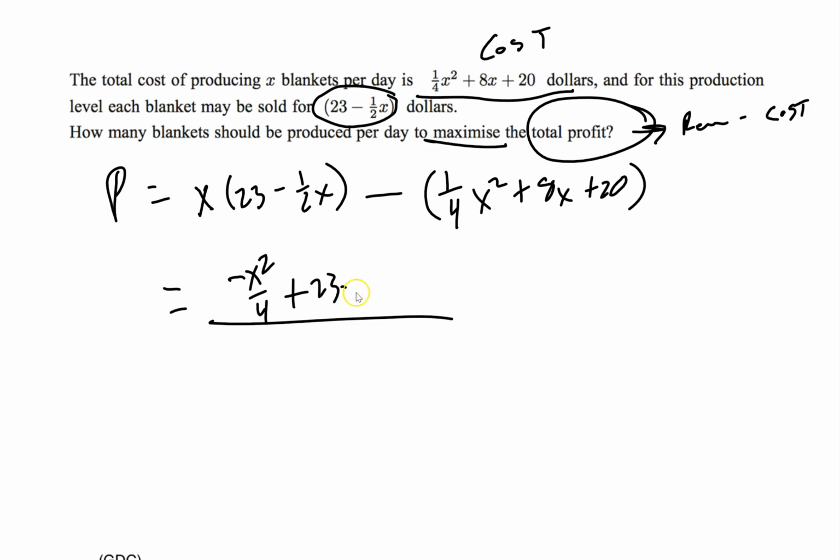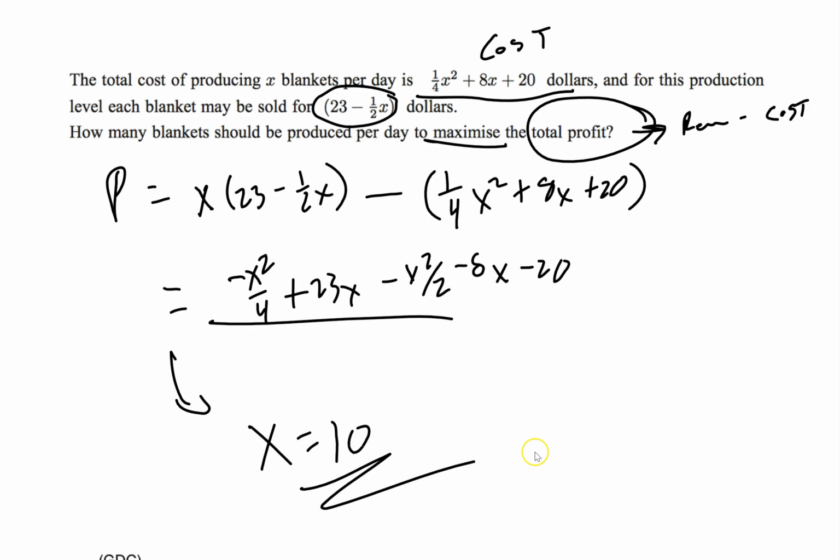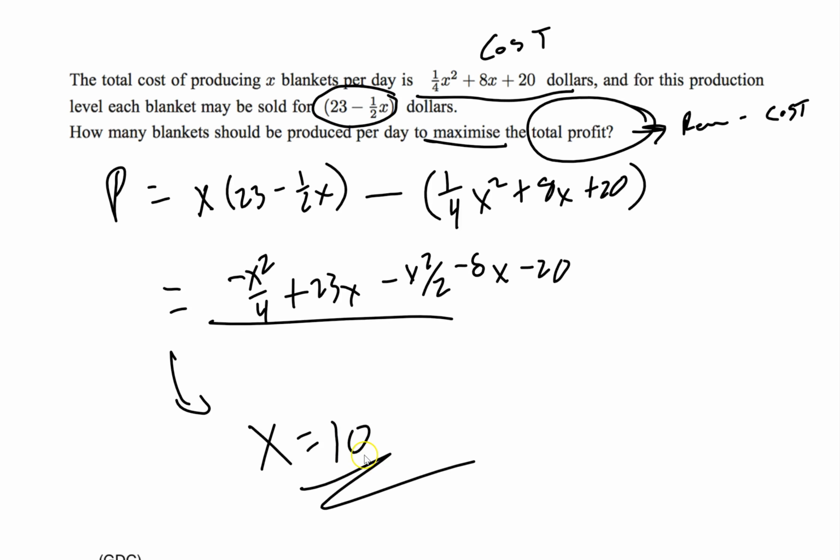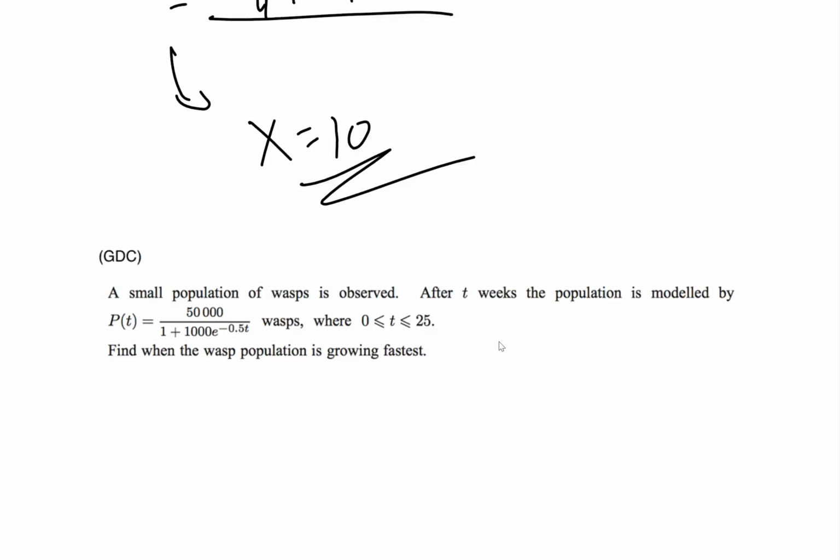Plus 23x minus x squared over 2 minus 8x minus 20. Take the derivative of that, set equal to 0. Blah, blah, blah. It's just math. You get x equals 10. Let's move on to the next one. Oh, and then you've got to check if it's actually a max, right? So again, lots of ways to do it: take it to max, do a sign chart, second derivative test, but that's the gist.